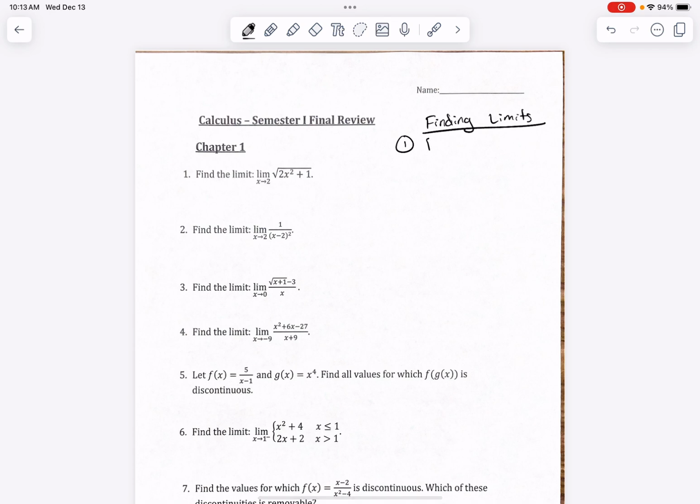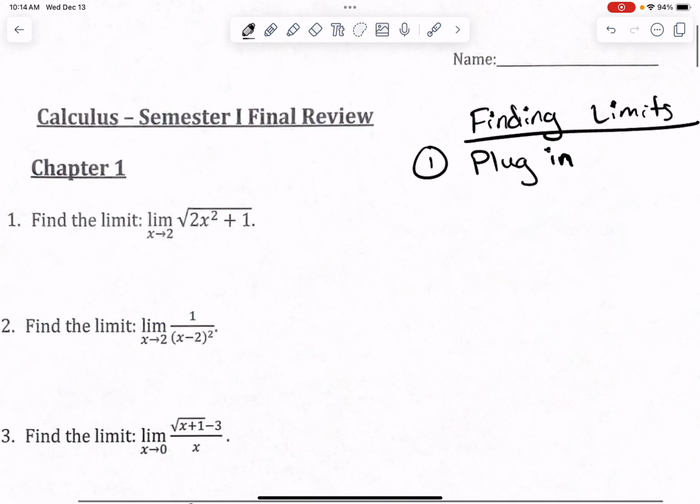Step number one, plug it in if you can plug it in. Remember that a limit is what the y-coordinate should be when the y-coordinate a lot of times fails. So wherever you have a hole or wherever you have a vertical asymptote, a lot of times we try to find the limit of what that value would be if it was there, okay? So the first thing is we try to plug it in.